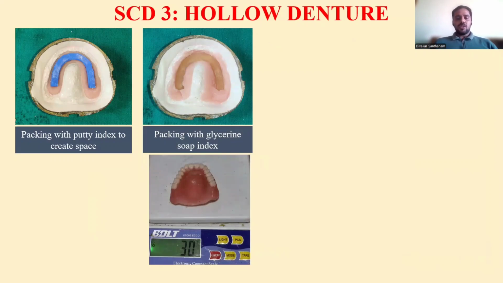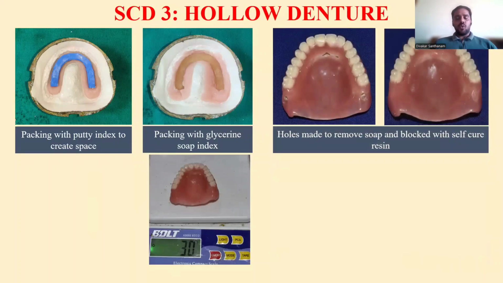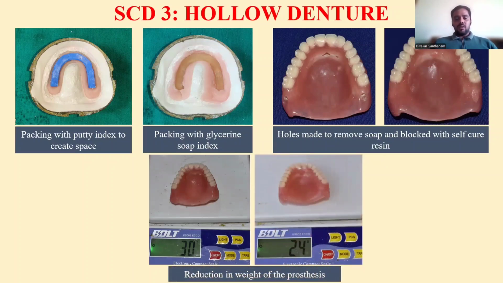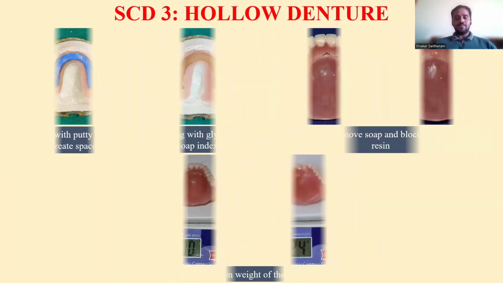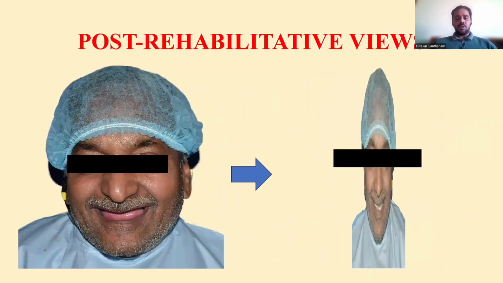After curing, we immediately checked the weight of the prosthesis, which was around 30 grams. Then we made three holes, two in the posterior and one in the anterior region. We removed the soap with the help of a three-way syringe, water, and orthodontic wires, and blocked the holes with self-cure acrylic resin. After removing the soap, when we evaluated, the weight had decreased to around 6 grams, a reduction of around 24 grams. This is the pre and post rehabilitative view of the patient with good retention and stability.